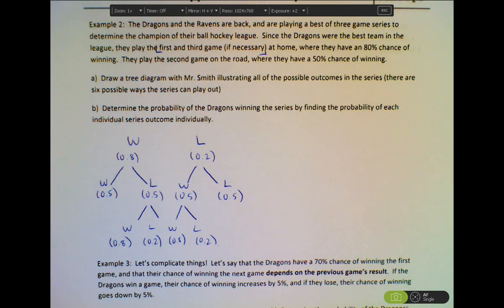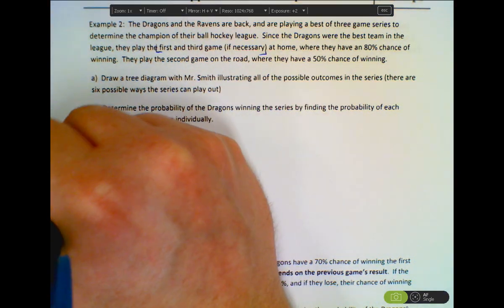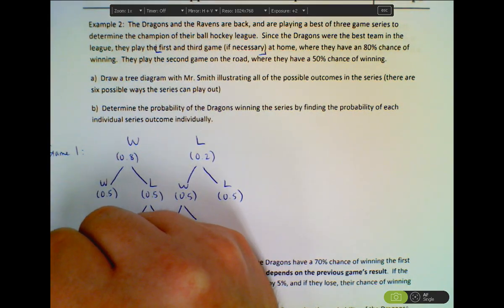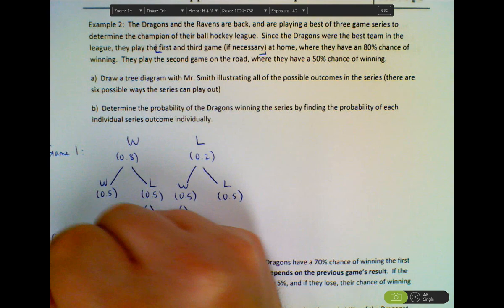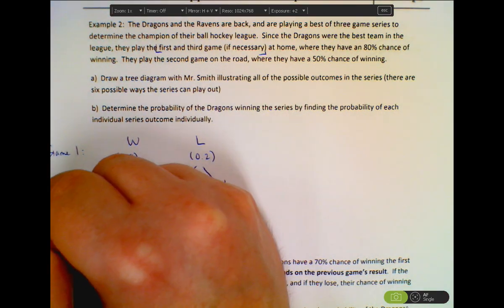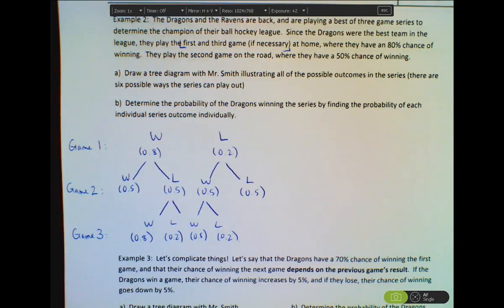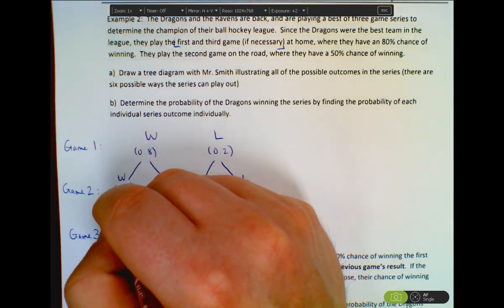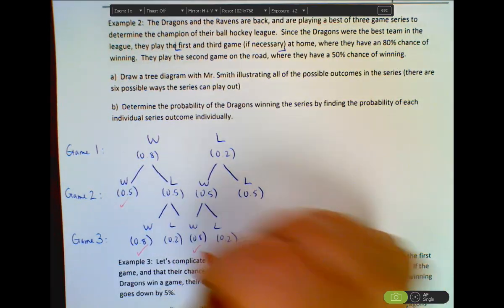So take a moment, let that digest. But yeah, games 1 and 3 at home, higher chance of winning. Game 2 on the road, less chance of winning, 50%. And so now we can analyze the probability of them winning the series, by looking at the 6 possible ways the series can play out, of which there were 3 where they actually won.